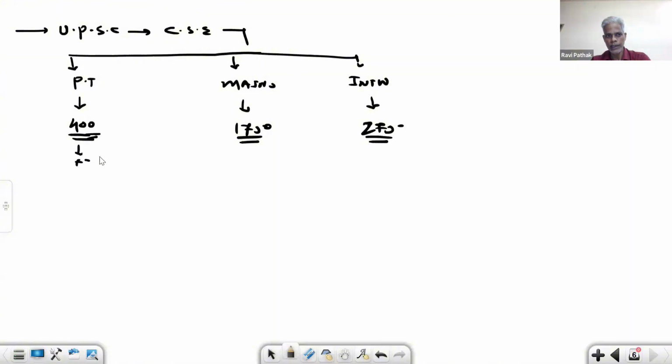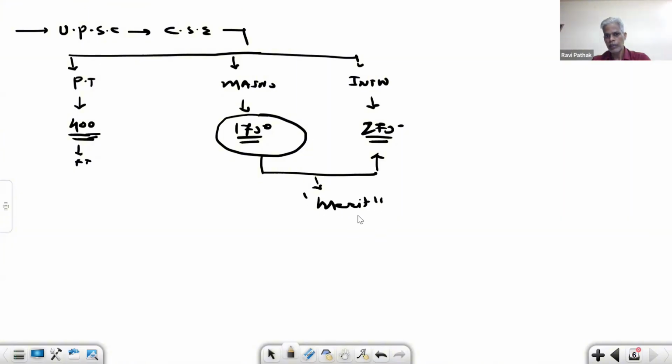These marks are also not added into the final list. So whatever marks you are going to get here will be added with whatever marks you are going to secure in the interview, and then the merit list would be prepared. So that's how we have to go ahead.